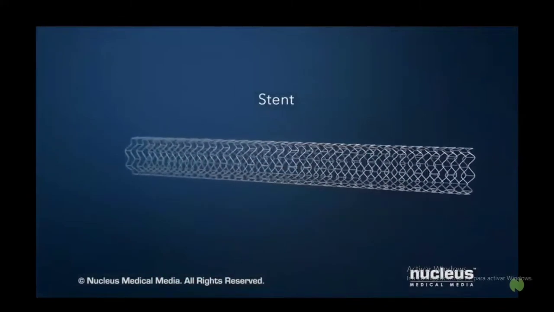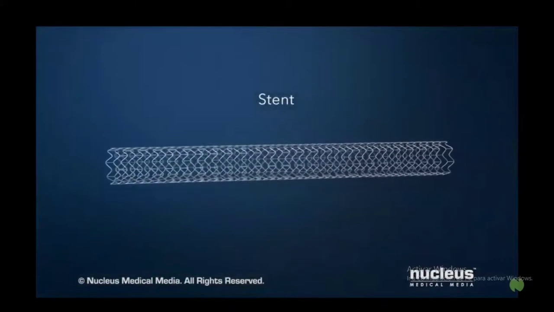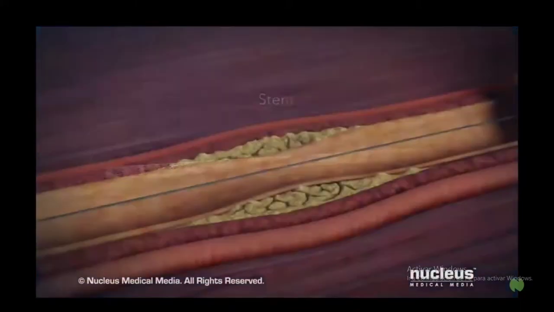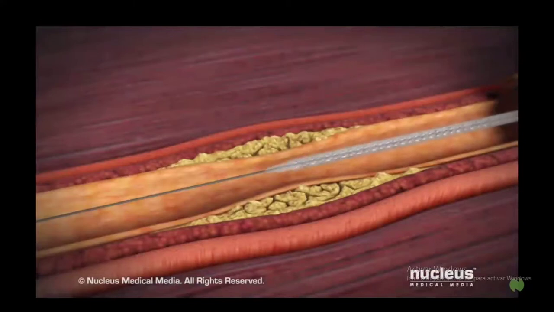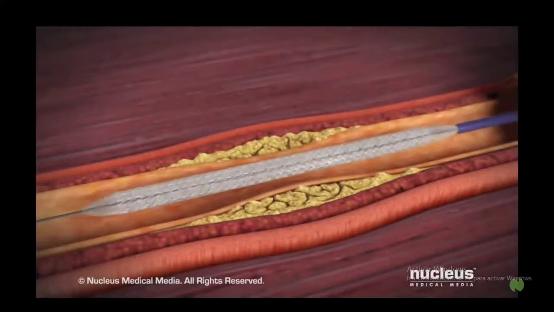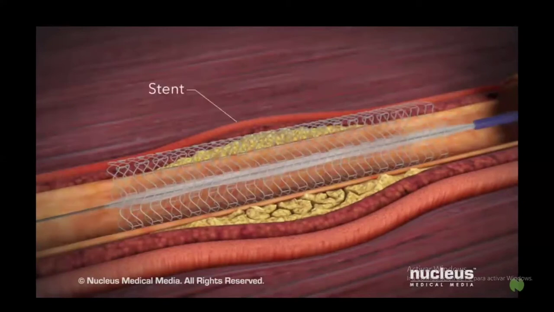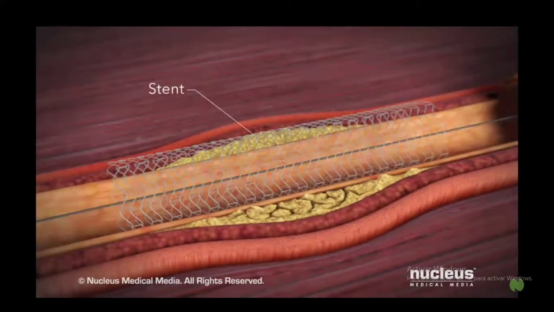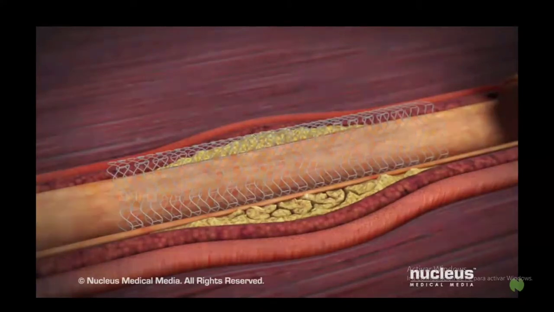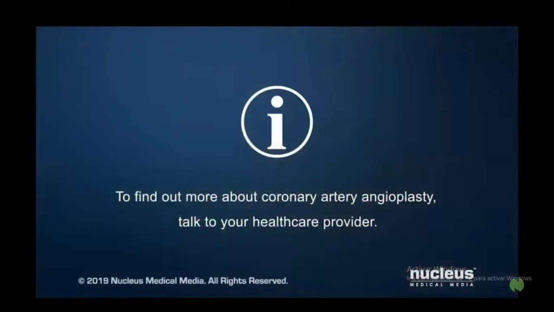Your doctor will choose the proper size stent, which is compressed over a balloon. The stent will be moved into the artery over the same guide wire. When the balloon is inflated, the stent will expand and lock into place. After the balloon catheter is taken out, the stent will stay in place to hold the artery open. At the end of the procedure, the guide wire will be removed. To find out more about coronary artery angioplasty, talk to your healthcare provider.